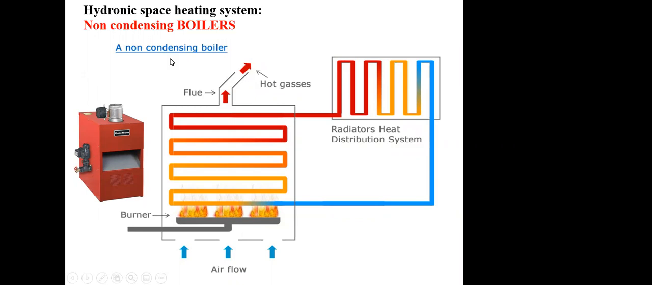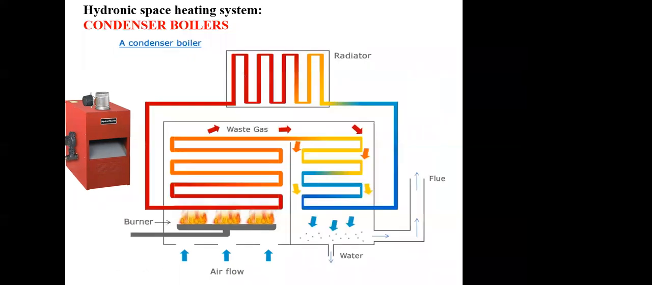And again, nobody uses that anymore because now there's a new technology, which is the condenser boiler. What does it mean? It means that we have this waste gas. In a traditional non-condensing boiler, we just get rid of this gas, and that's it. But this gas is at a very hot temperature because we're burning the gas here, and we heat up the water, and we get rid of this waste gas.